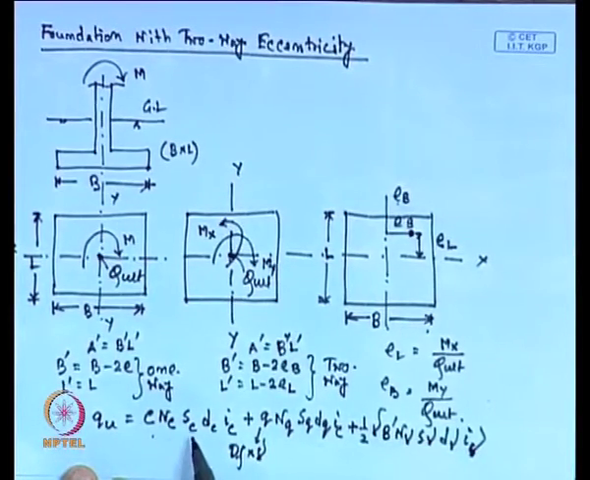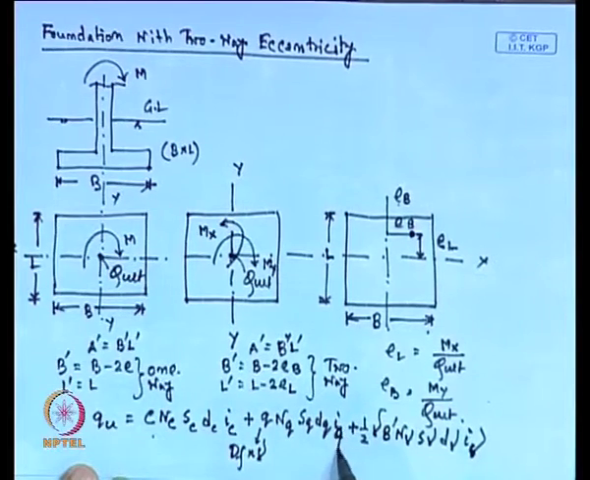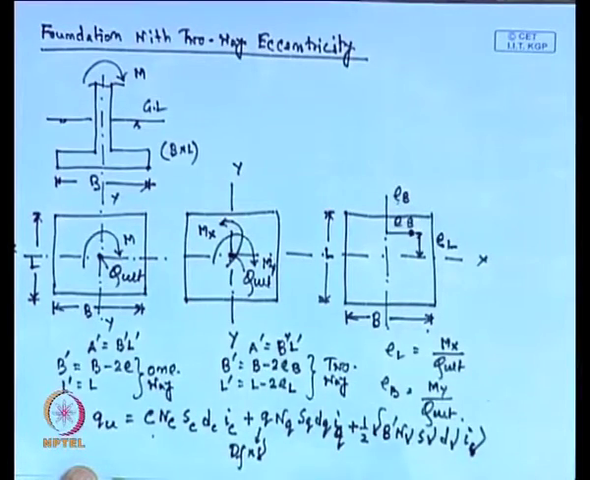So, here N c, N q and N gamma are the bearing capacity factors, and S c, S q, S gamma are the shape factors, D c, D q, D gamma are the depth factors, and I c, I q and I gamma are the inclination factors. So, when you calculate these factors, instead of using B or L, we will use B dash and L dash, and here also we are using B dash, not B.